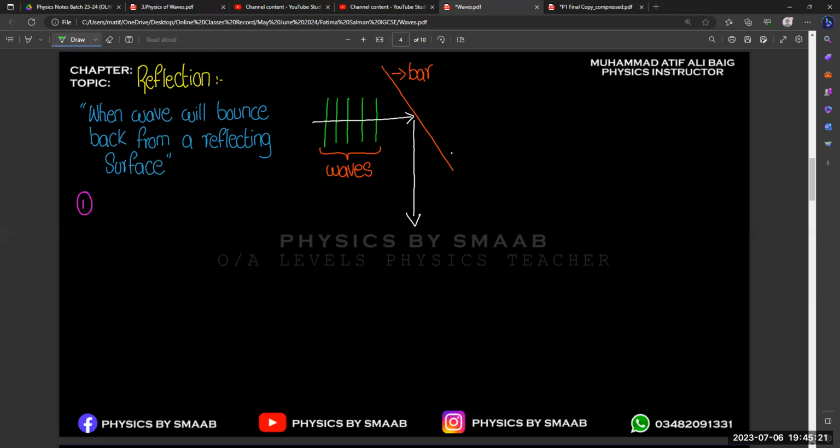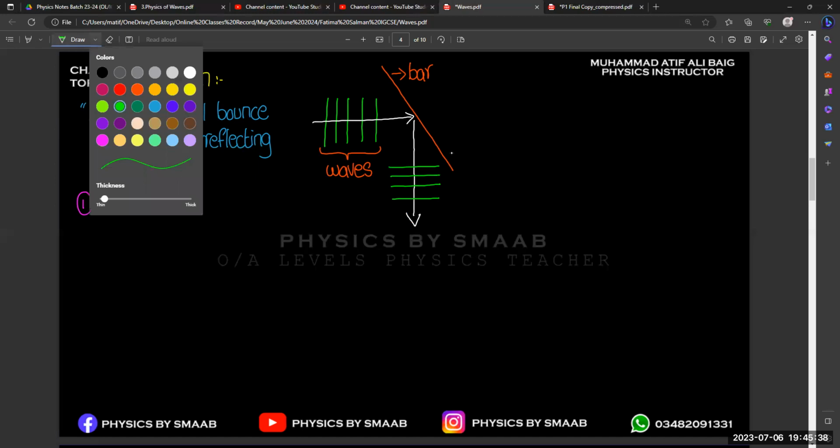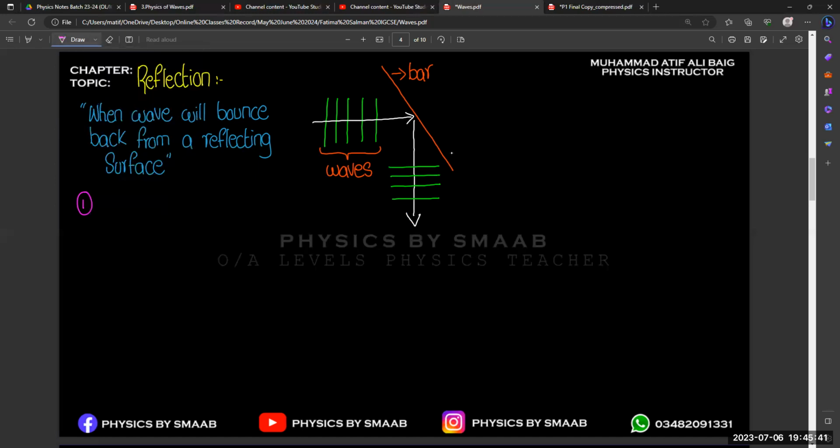Wait, I want to draw the diagram. No, you don't have to draw a diagram every time. In cases where they ask you to draw the diagram, then you need to draw it. And how do I know that waves will move in this direction? That is the first postulate for the reflection of waves that you need to remember.